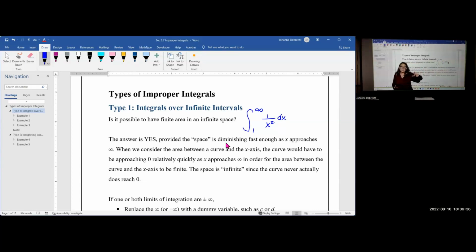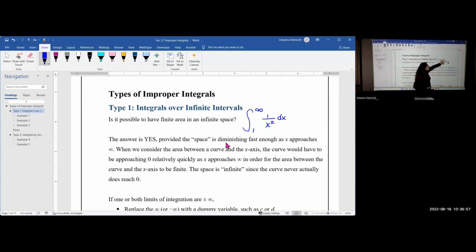Normally, I'd have to worry about that, right? Because x better not be 0 or it's undefined. But notice that 0 is not inside my interval of integration. It's not between 1 and infinity. That would have made it a type 2. Now, if the integral had been between -5 and infinity, I'd have both types of problems.